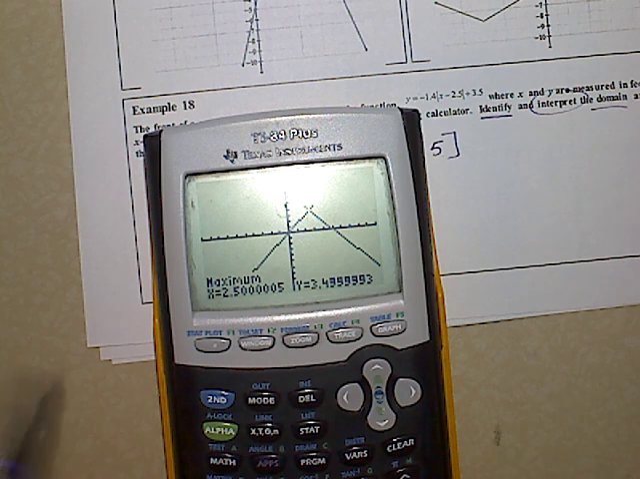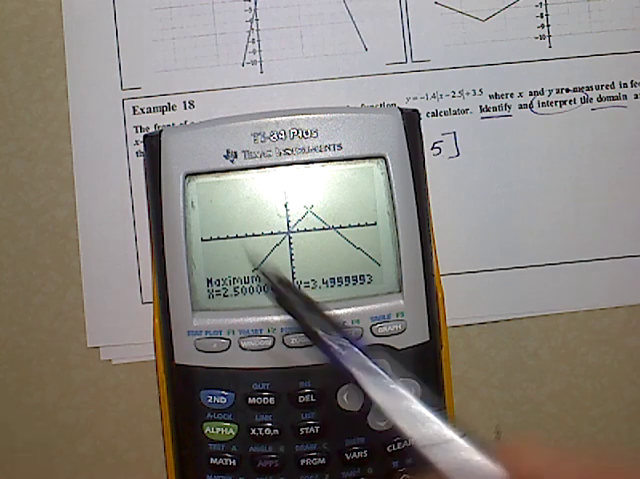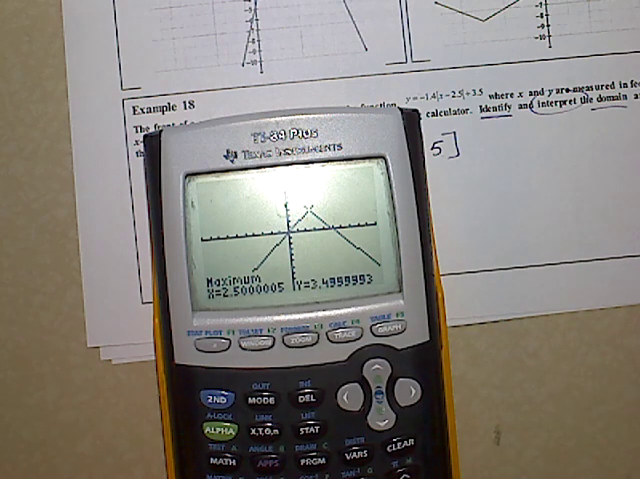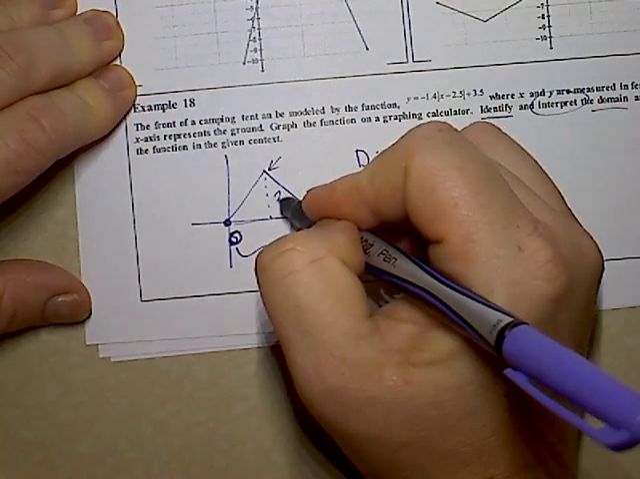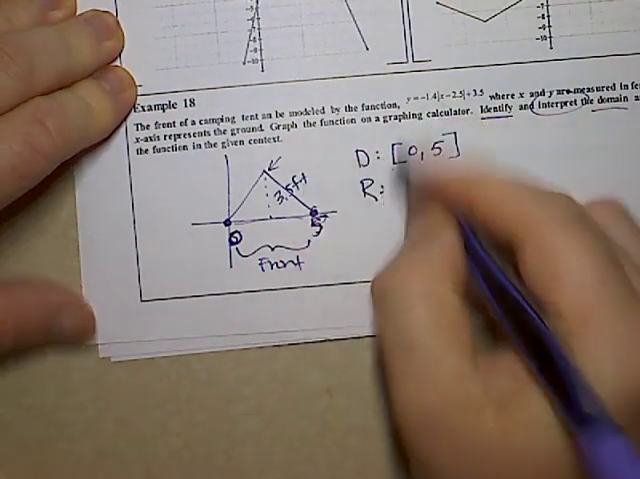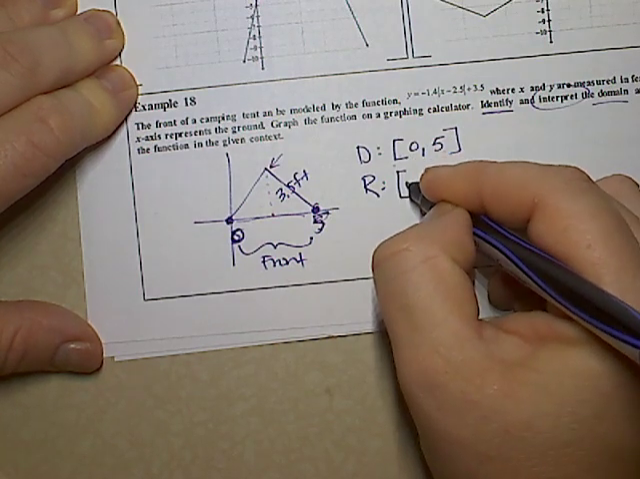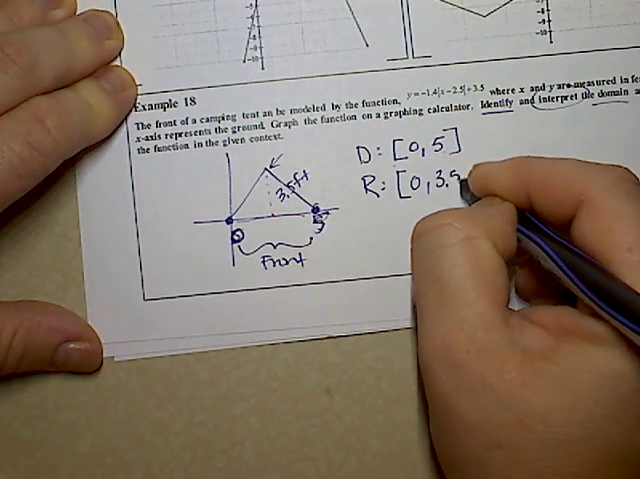So what is the height? Is the height 2.5 or 3.5? Tell your partner. Which one represents height, X or Y? Y. So this height is 3.5 feet. So your range goes from the ground, we include the ground, up to 3.5.